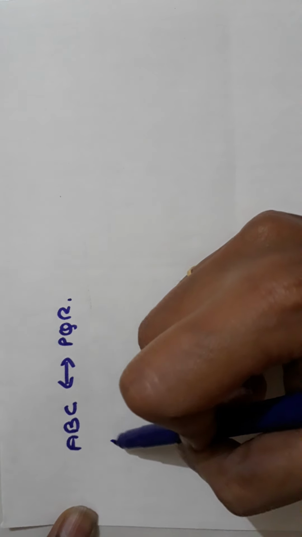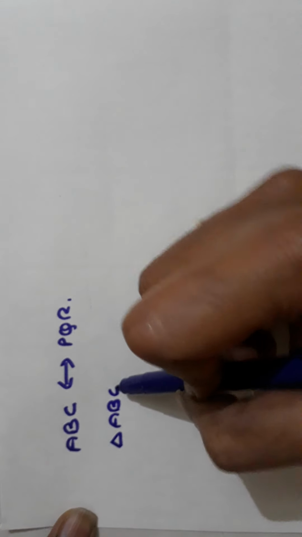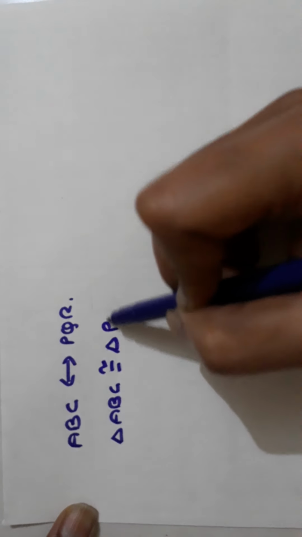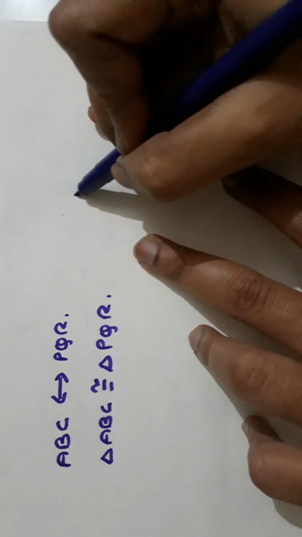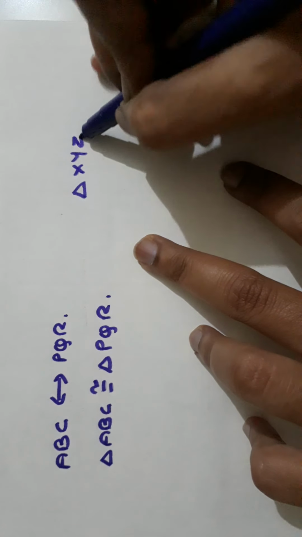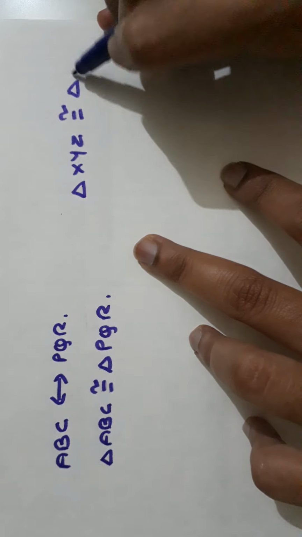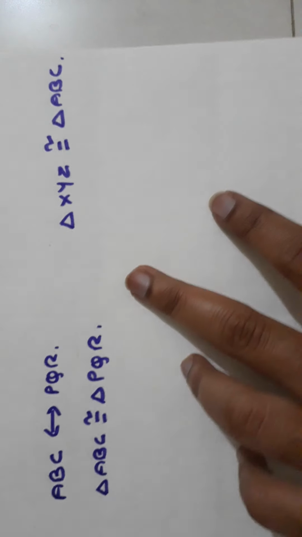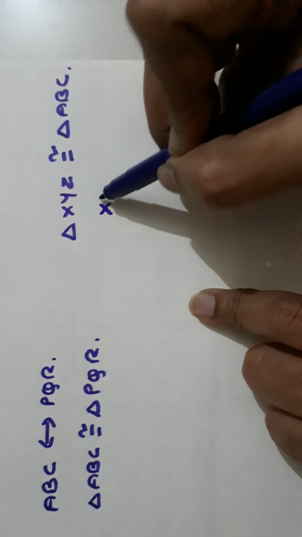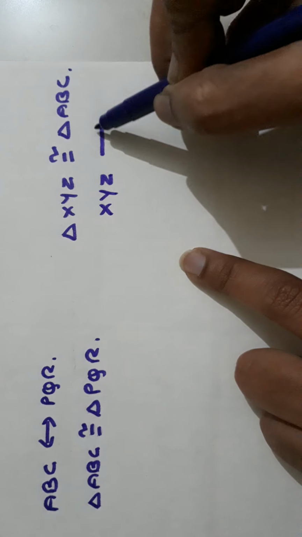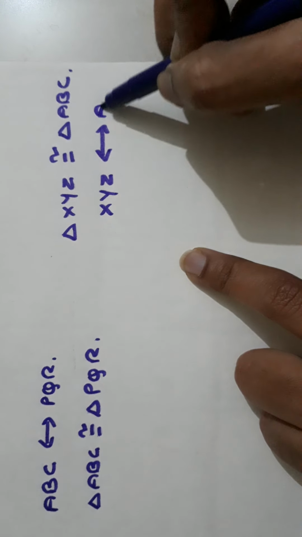So it's easy. Triangle ABC congruent to triangle PQR. So this is how you write the congruency between the two triangles. Now suppose the congruency between the two triangles is given. So how to write the correspondence between these two triangles? So this is easy. X, Y, Z, and put the symbol for correspondence and then ABC.